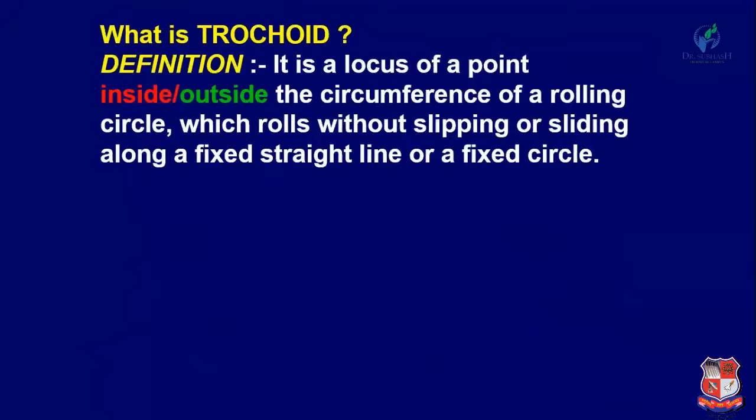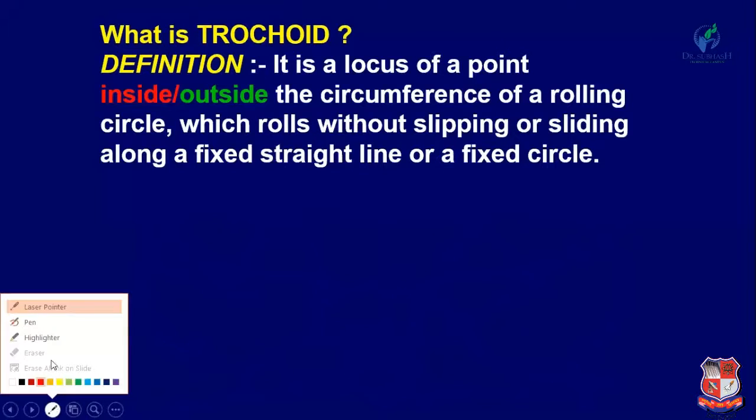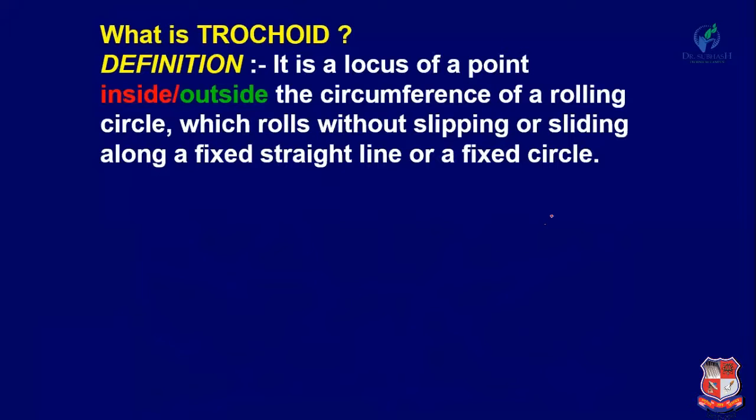Now, what is trochoid? Locus of a point inside or outside the circumference of a rolling circle, which rolls without slipping or sliding along a fixed straight line or a fixed circle. So in case of the cycloid, epicycloid and hypocycloid, we know that the point is on the circumference, but here, if our point will be here, the point P will be here. So we can say this point P is outside the circumference of this circle.